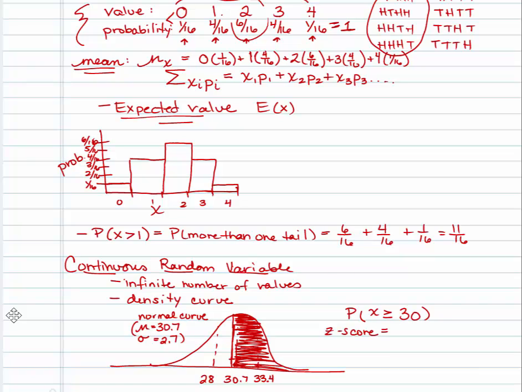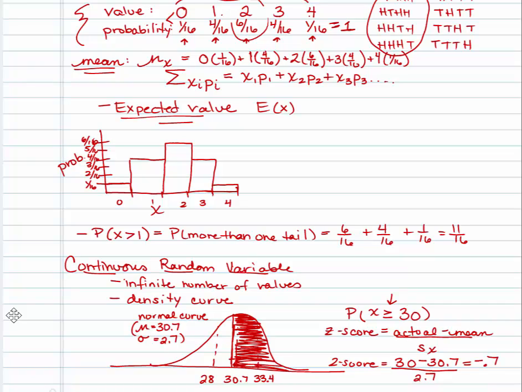So keep in mind the z-score is the actual minus the mean over the standard deviation. Or for this case, we're going to use sigma. So the z-score would be the actual is 30. And don't worry about this greater than or equal to. It doesn't matter if it's that or if it's just greater than. Minus the mean, 30.7, over 2.7.